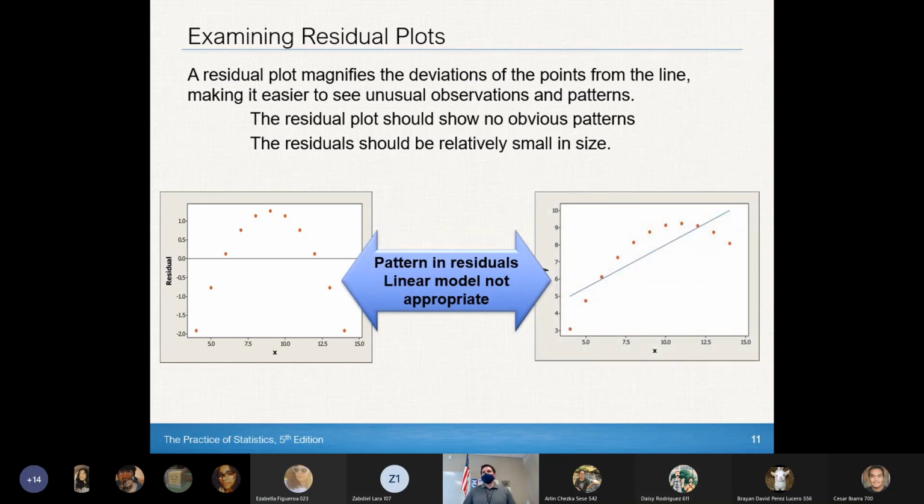And its original scatter plot looked like this. It was curved. So a linear model doesn't fit for this data set because it's very obviously curved. And this results in a very weird pattern that shows up in the residuals.